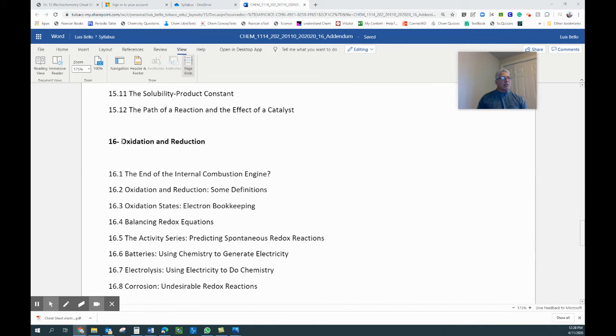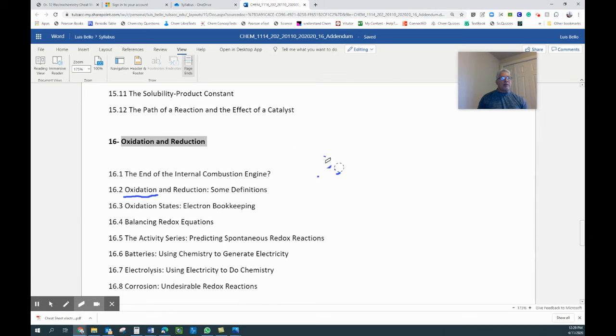Our next chapter is about oxidation reduction, and I will give you a short introduction about oxidation and reduction. Most of you already know that many metals rust, like iron, which can become iron oxide, iron trioxide, and that will be the reddish color that you see in fences or maybe any metal. That will be rusting, and that will be an oxidation process.